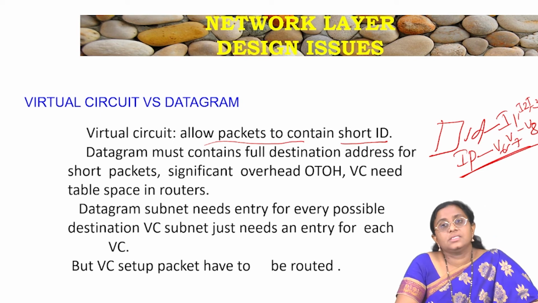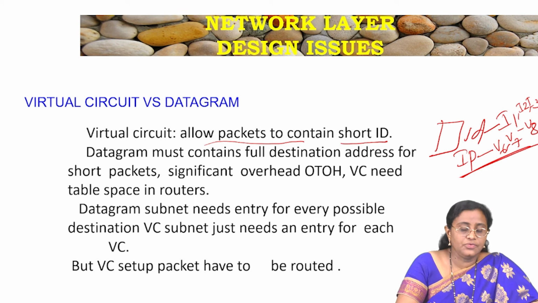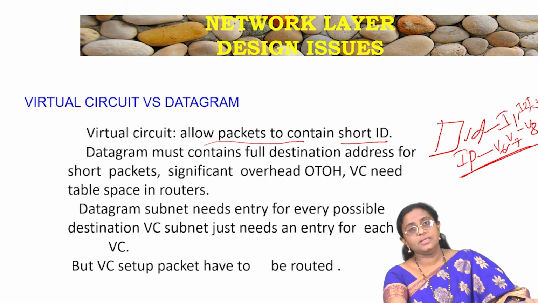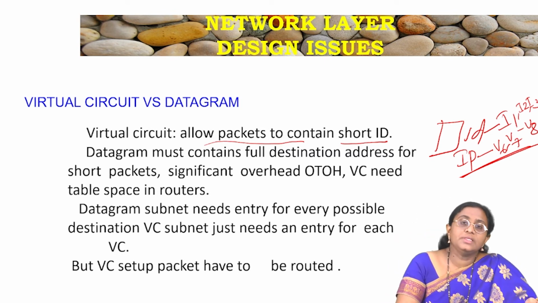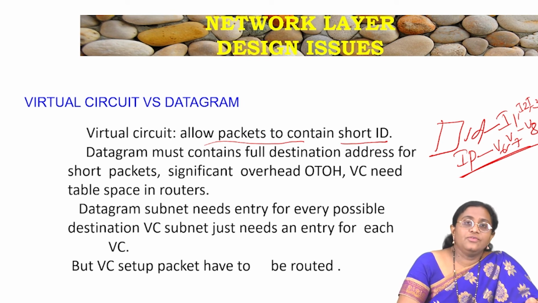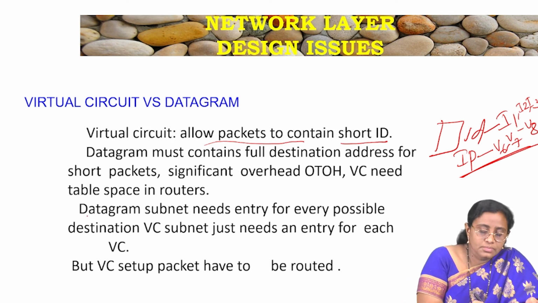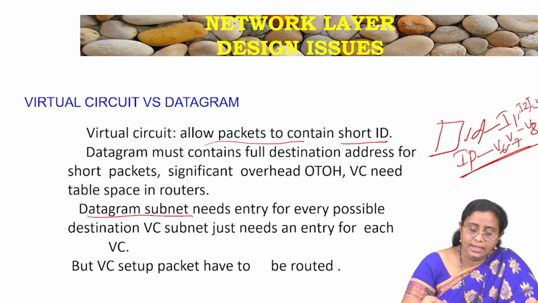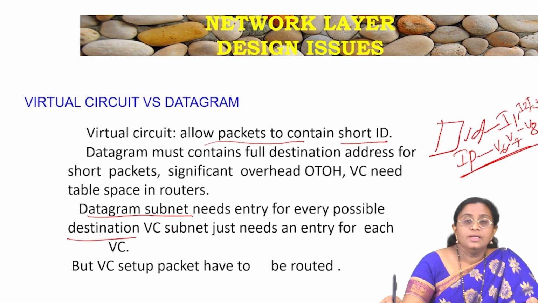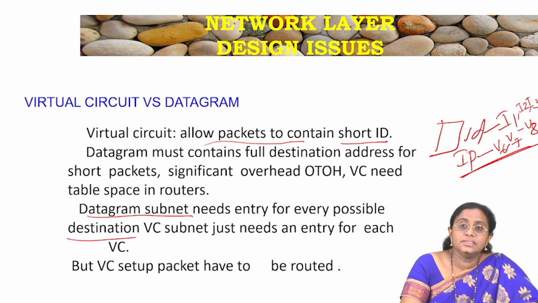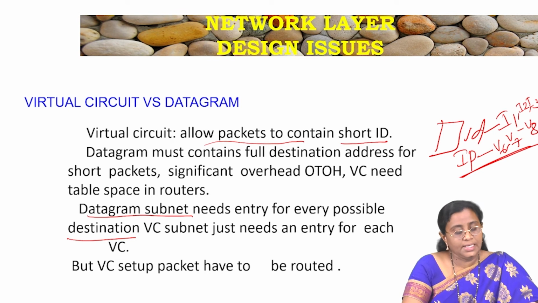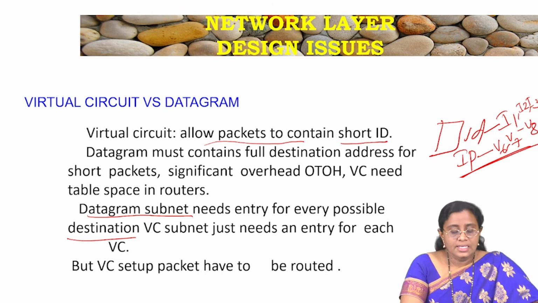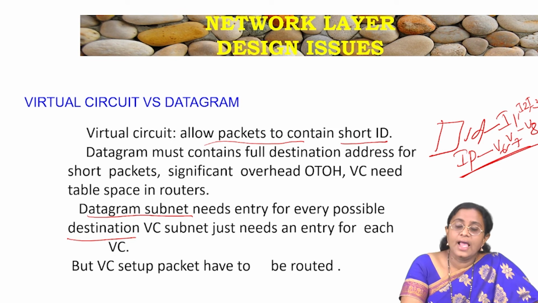A datagram must contain the full destination address, which means longer packets and significant overhead, OH, and a virtual circuit needs table space in the routers while forming the subnets. So coming to that, the datagram subnet needs an entry for every possible destination. The VC subnet just needs an entry for each virtual setup connection. But VC setup packets have to be routed as usual.